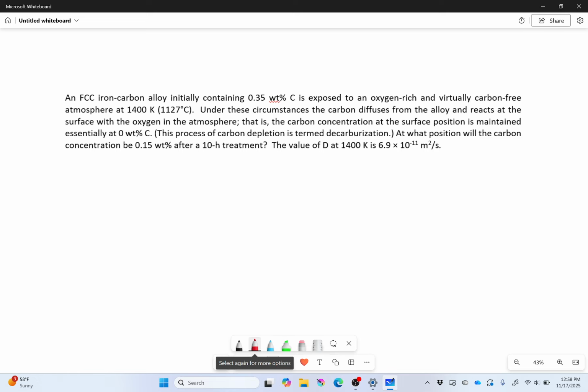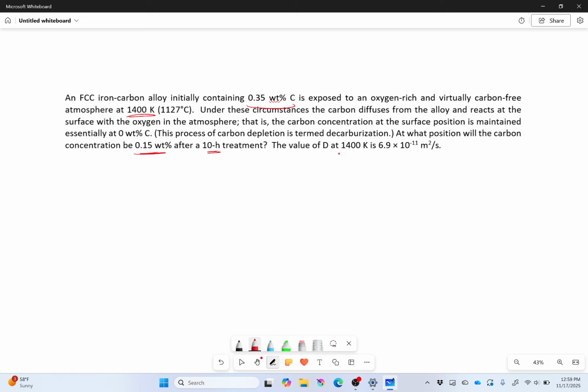An FCC iron-carbon alloy initially contains about 0.35 weight% of carbon. It's exposed to an oxygen-rich and virtually carbon-free atmosphere. So the carbon concentration at the surface is 0. And it's at 1400 Kelvin, pretty hot. Under these circumstances, the carbon diffuses from the alloy, reacts with the oxygen in the air, and turns into carbon dioxide or carbon monoxide and just disappears. And so that means that we're going to be reducing the amount of carbon in my alloy over time. So, at what position will the carbon concentration be 0.15 weight% after a 10-hour treatment?